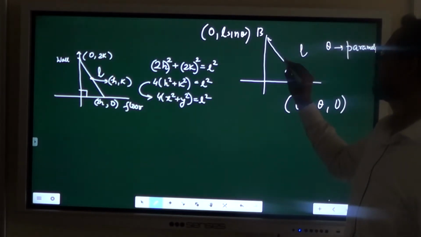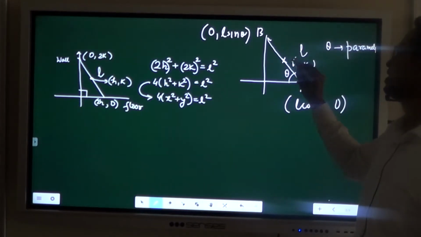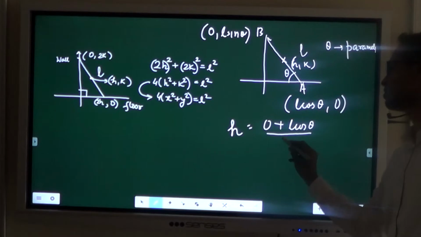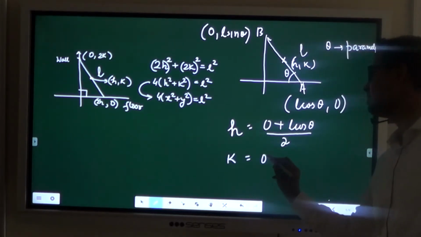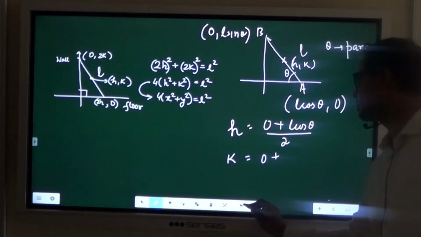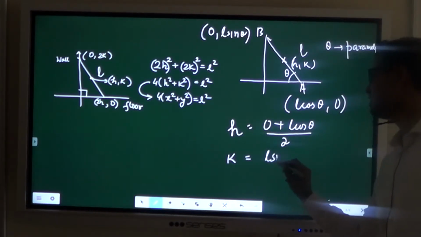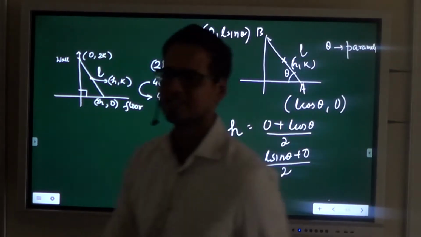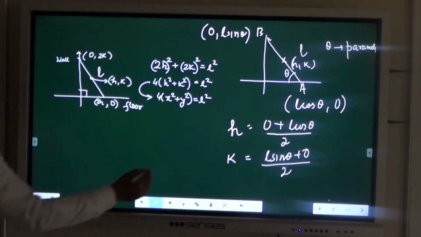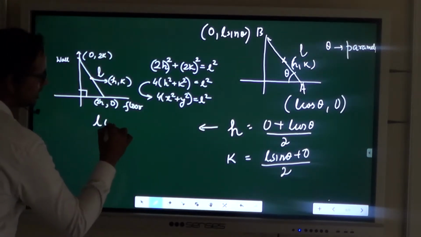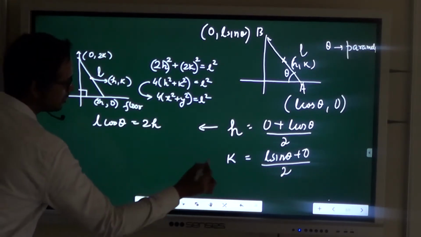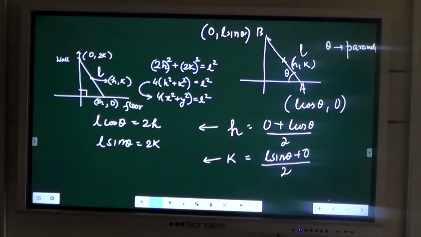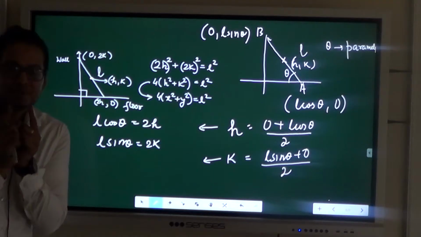Now the process is the same. I'm still going to call this h comma k. Now can I say my h will be 0 plus L cos theta by 2, and my k will be 0 plus L sin theta, or I should write it the other way around, L sin theta plus 0 by 2? Correct? Yes. Now, from this equation I can conclude that L cos theta is 2h, and from this equation I can conclude that L sin theta is 2k. So you get the same coordinates. Correct?